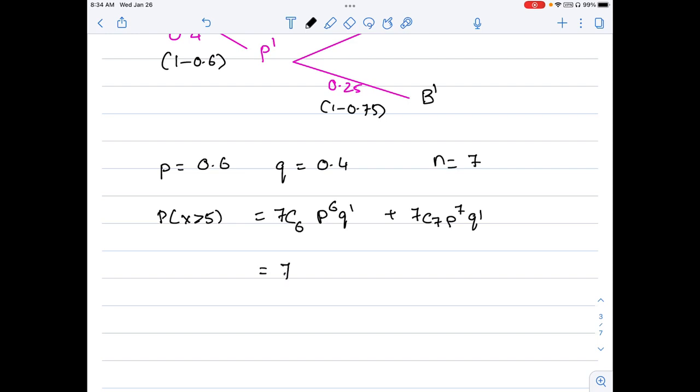So 7C6, 0.6 whole to the power of 6 and 0.4 whole to the power of 1, plus 7C7, 0.6 whole to the power of 7, 0.4 whole to the power of 0. Simplify by calculator, it should come to something around 0.159.